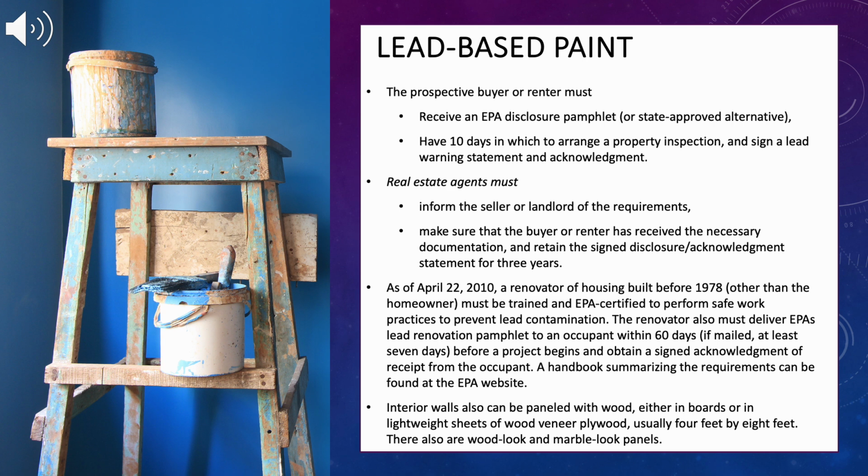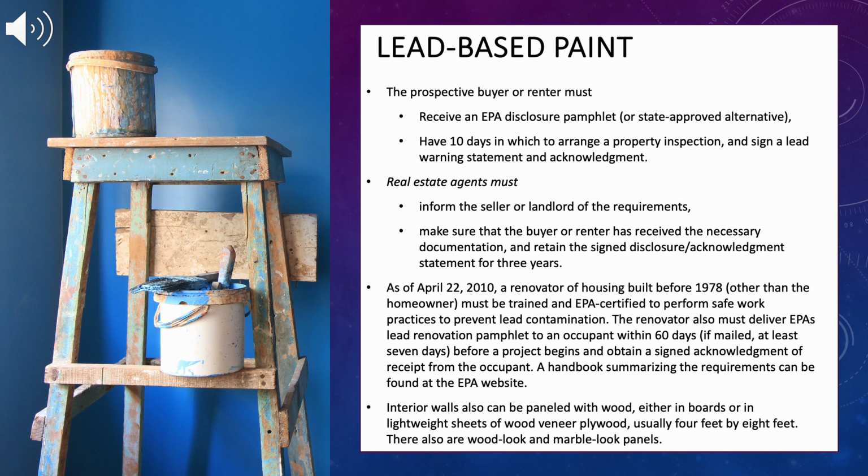As of April 22, 2010, a renovator of housing built before 1978, other than the homeowner, must be trained and EPA certified to perform safe work practices to prevent lead contamination. The renovator also must deliver EPA's lead renovation pamphlet to an occupant within 60 days, if mailed at least 7 days before a project begins, and obtain a signed acknowledgement of receipt from the occupant. A handbook summarizing the requirements can be found at the EPA website.